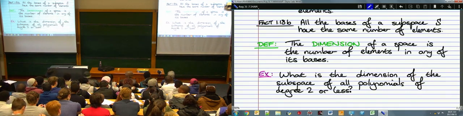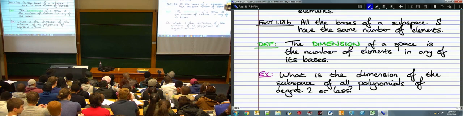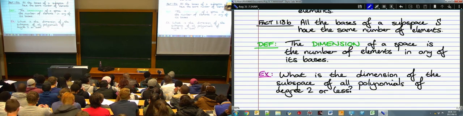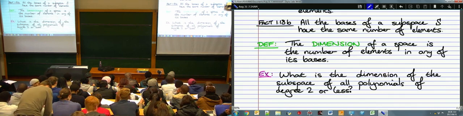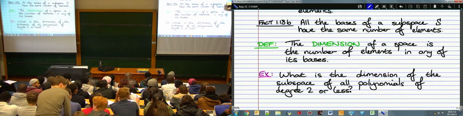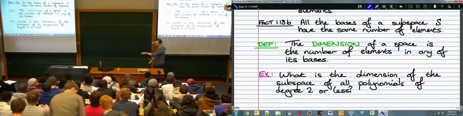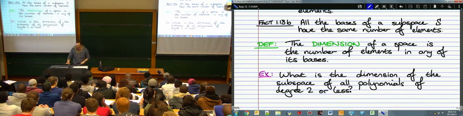And once you've written down what you think might be a basis, you should check that it is actually a basis. You should check that it is a set which is linearly independent. You should check that it is a set which generates all the polynomials of degree 2 or less and doesn't generate anything else. And then you just count how many things are in that basis. That's all you've got to do. So you've got 4 minutes.